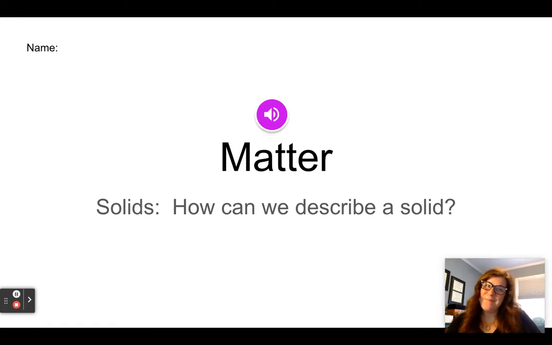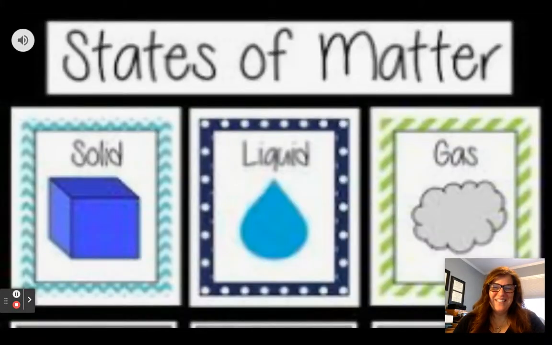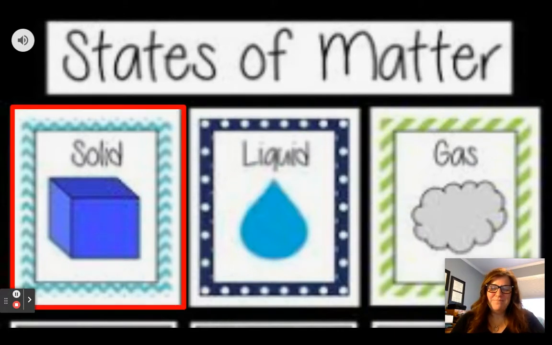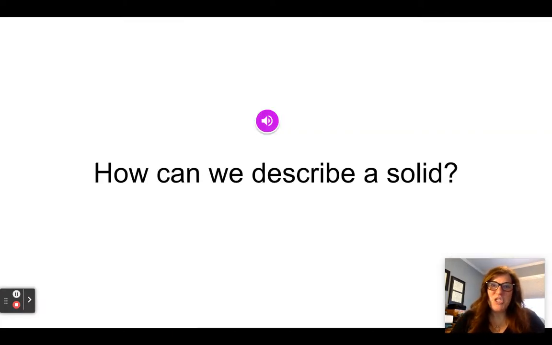This lesson is about matter, specifically about solids. How can we describe a solid? There are 3 states of matter: solid, liquid, and gas. This lesson is going to focus on properties of a solid. So, how can we describe a solid?